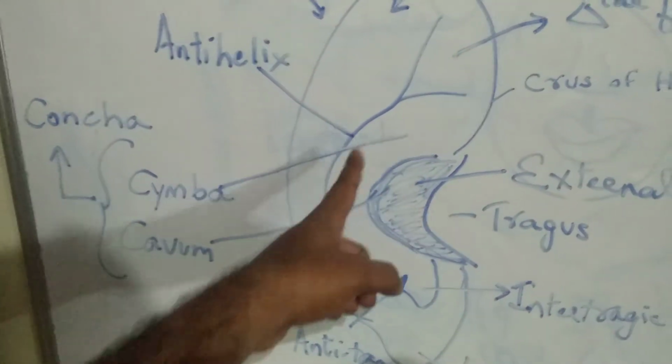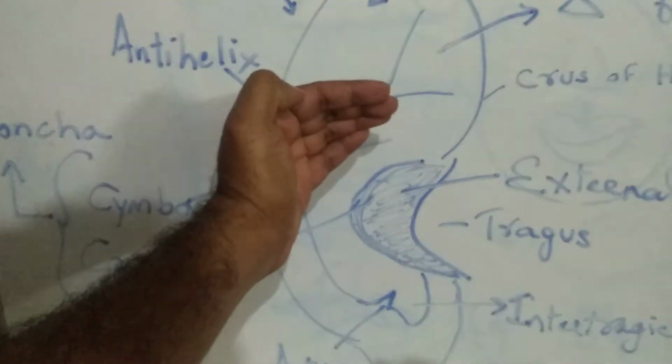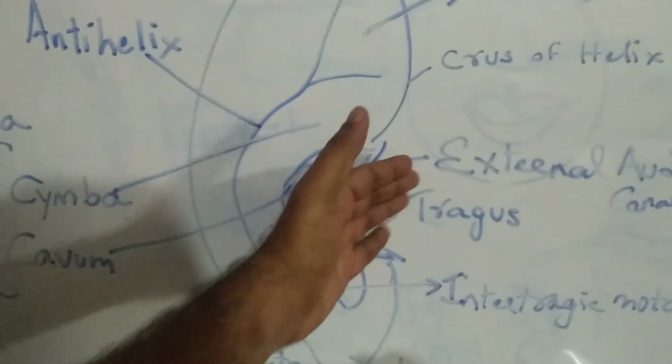Just posterior superior to that there is one depression. It's called cymba concha. So the cymba concha will lead into the cavum concha and that will lead into the external auditory canal.